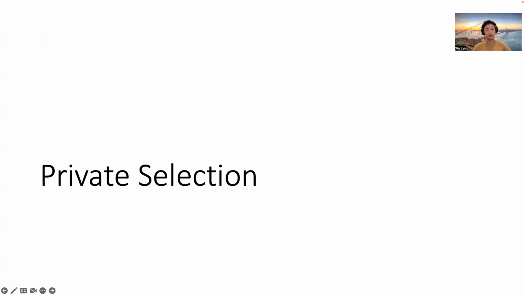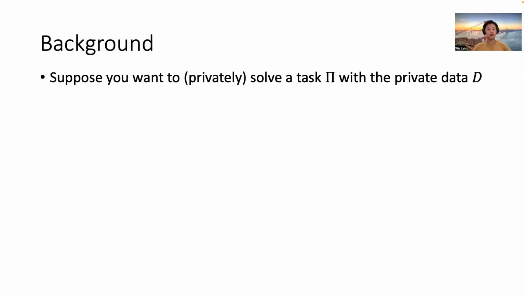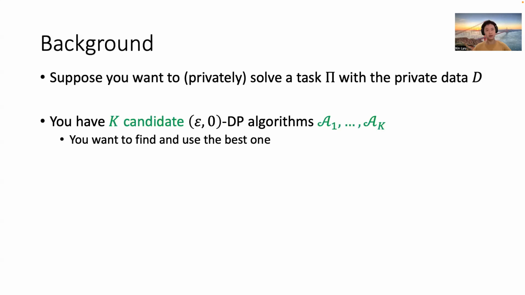Let's move on to the first part of our paper, private selection. Here, the background is that we are interested in solving a task pi with our private data D in a private manner. And for this task, let's say we have k different candidate algorithms, A sub 1 up to A sub k. Each of them satisfies (epsilon, 0)-DP. However, for our private data D, we don't know which one is the best one for solving the task on our data. And we want to find out and use the best one to achieve the best possible utility.